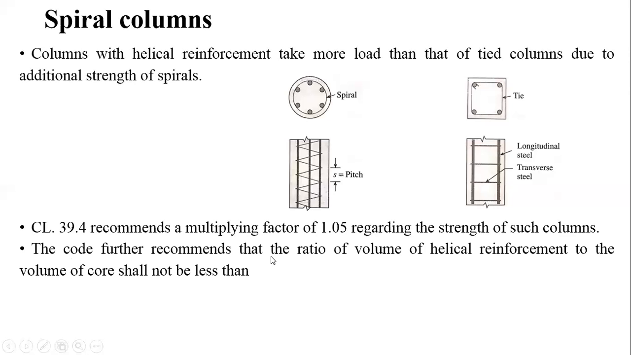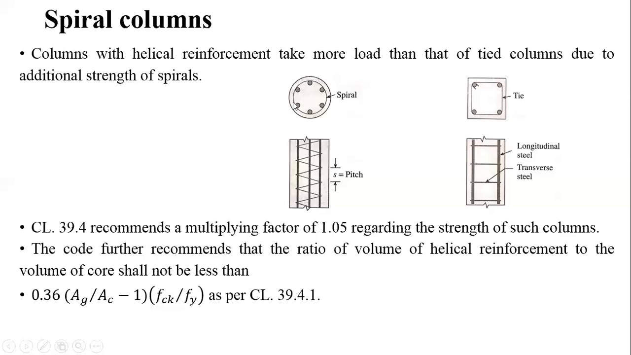The code further recommends that the ratio of the volume of helical reinforcement to the volume of core shall not be less than, what is this meaning here? Volume of helical reinforcement. What is the volume of this helical reinforcement in one loop? Divided by the volume of core. What is the core? Core means from the outer of this ring to the outer of this ring. So that is called your core.